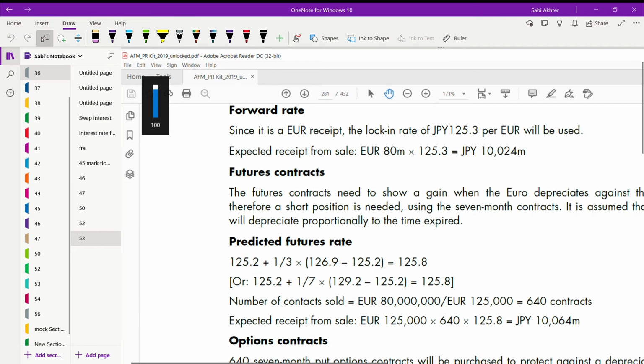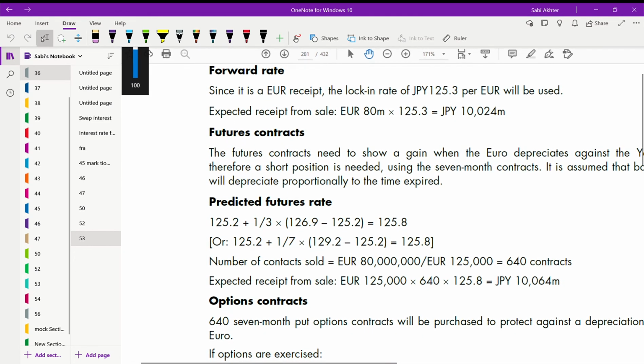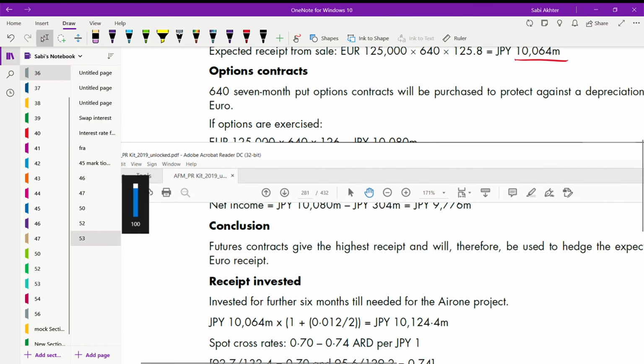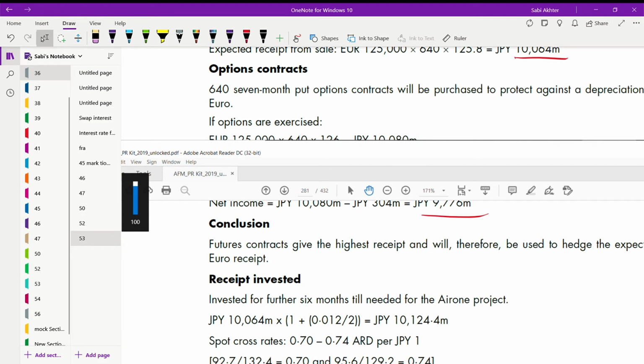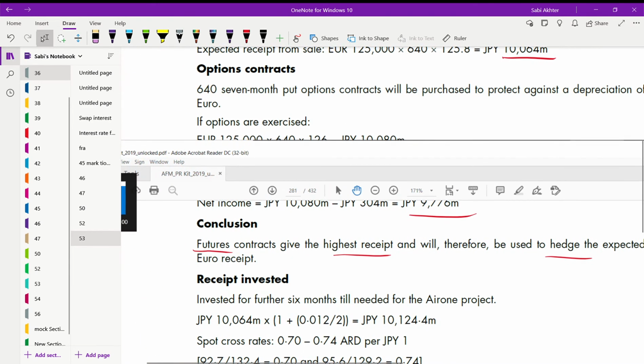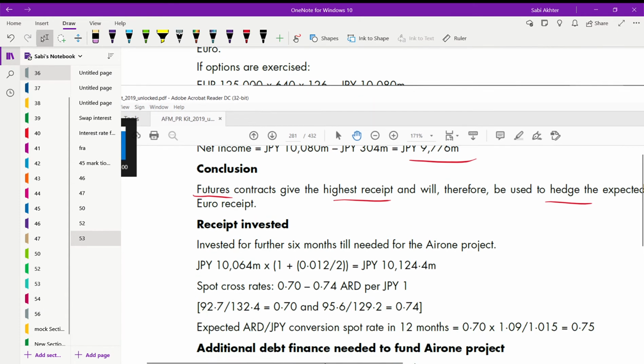Here, if you see under forward, it is this. Under future, it is this. An option, it is 97, even less. So the best one is what? Future. Future gives you the highest receipt, and therefore it will be used to hedge the expected euro receipt, because you need this amount later. Where is it? 10064.